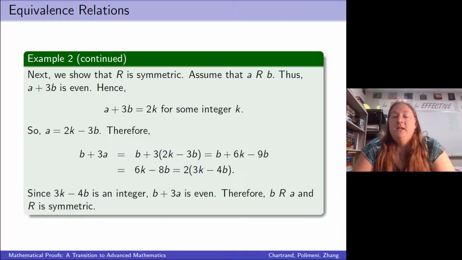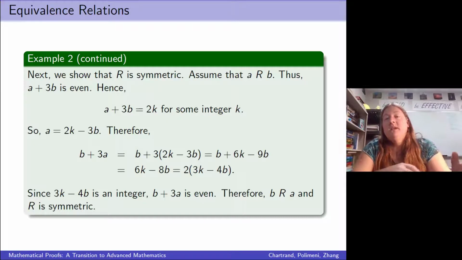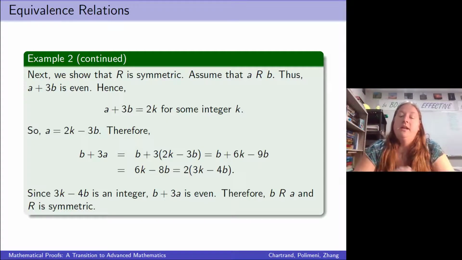So we have B is related to A. So we assumed that A was related to B, and we showed that B is also related to A. That means that our relation is in fact symmetric.